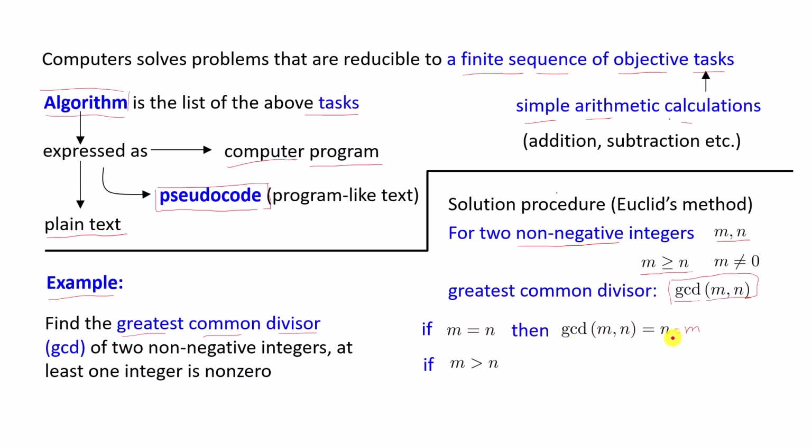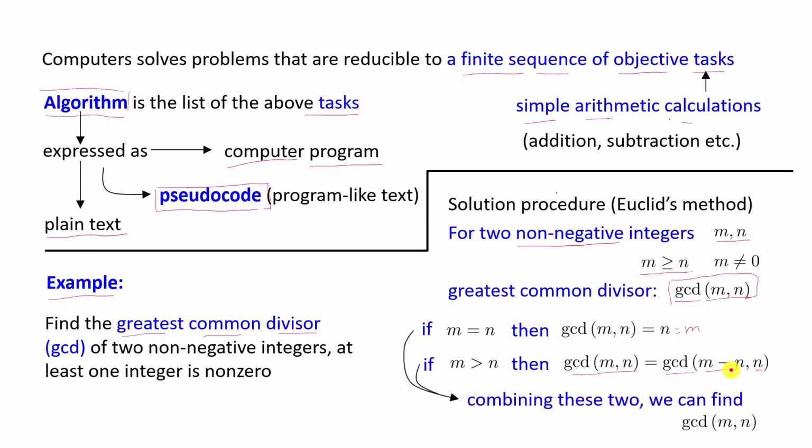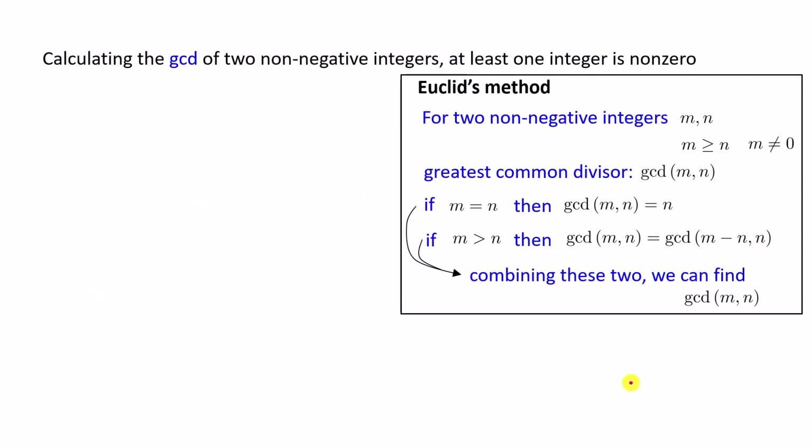So m equals n is fine, but if m is greater than n, then what Euclid suggested is that this GCD of m and n should be equal to GCD of m minus n and n. Now these two steps, if we combine them properly, we should be able to find the GCD of m and n. Let us go a little deeper into it.